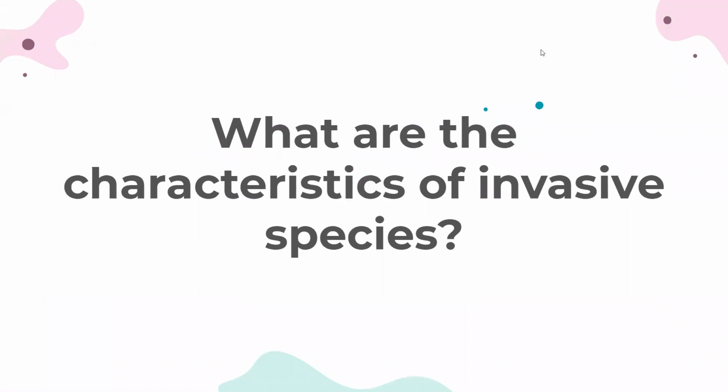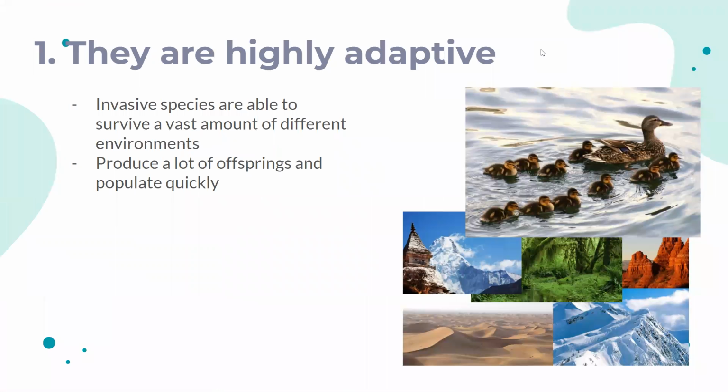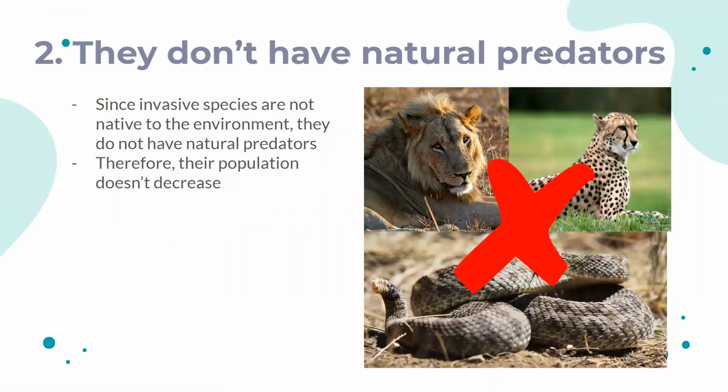So what are some characteristics of invasive species? Well, one, they are highly adaptive, which means they can survive in practically any environment, whether it's hot, cold, rainy, dry, in a mountain, desert, whatever it is, they can survive, which means they can populate and increase their numbers very easily.